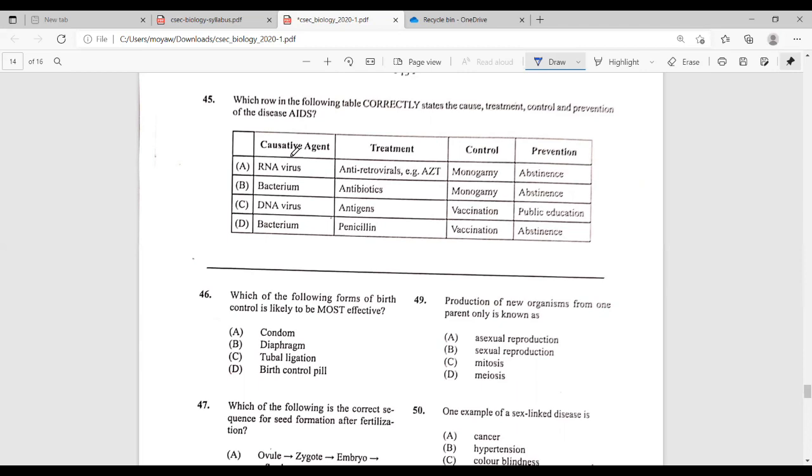You cannot catch HIV if you're not having unprotected sex. So the best option here would have been A, because it's an RNA virus. It's not a DNA virus. It's not a bacterium. It's a virus. And then the treatment is definitely antiretrovirals. And the control is monogamy, which is basically having one partner. And then the prevention is abstinence.